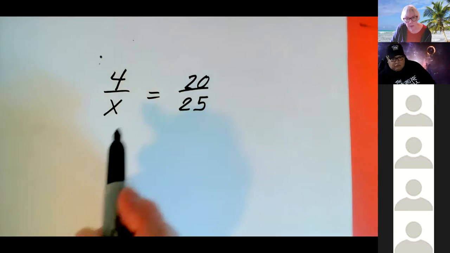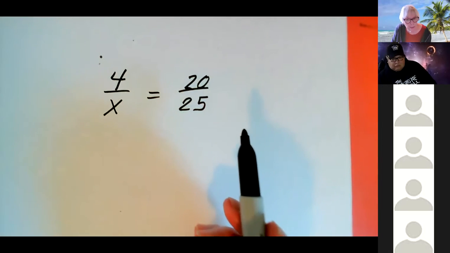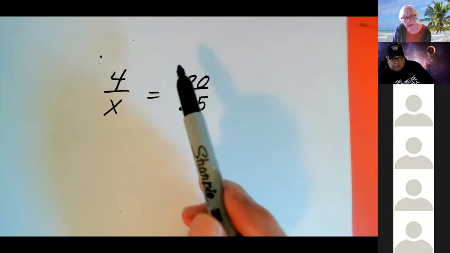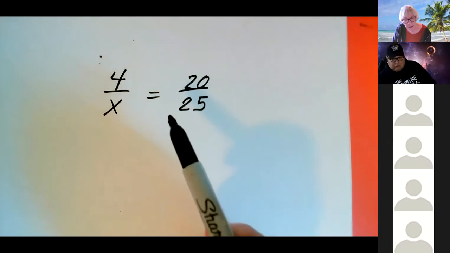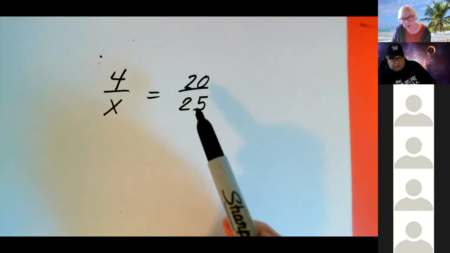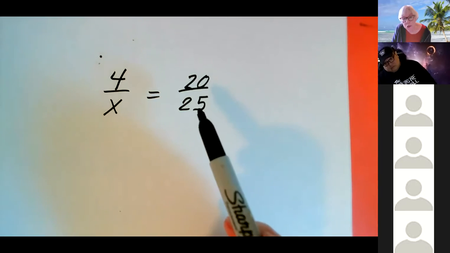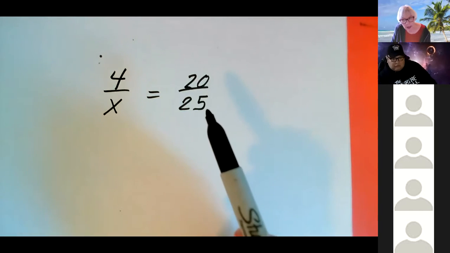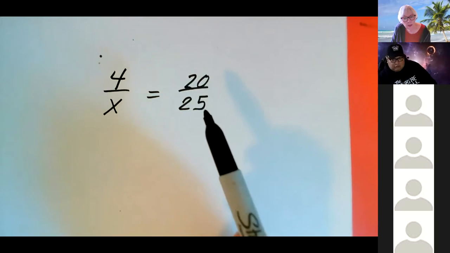This problem was not that hard to do. The numbers weren't that bad. But the truth of the matter is, this side of the equation was 20 over 25. It was possible to reduce that at the very beginning. Now, you may not want to do that, but in some cases you might.